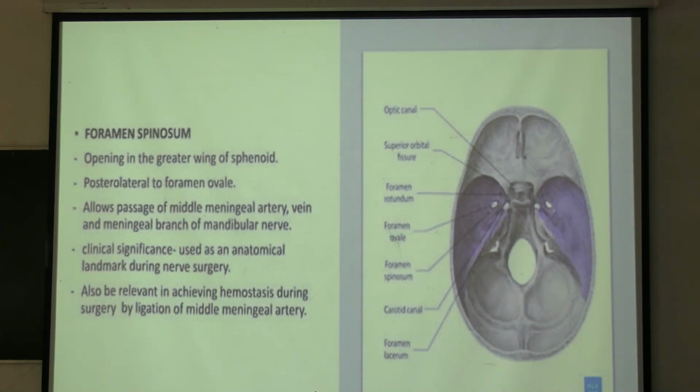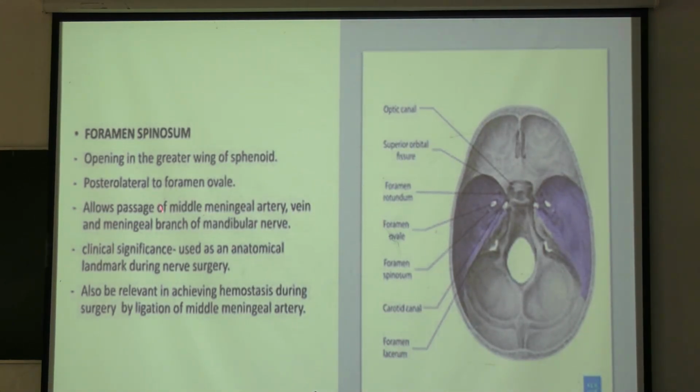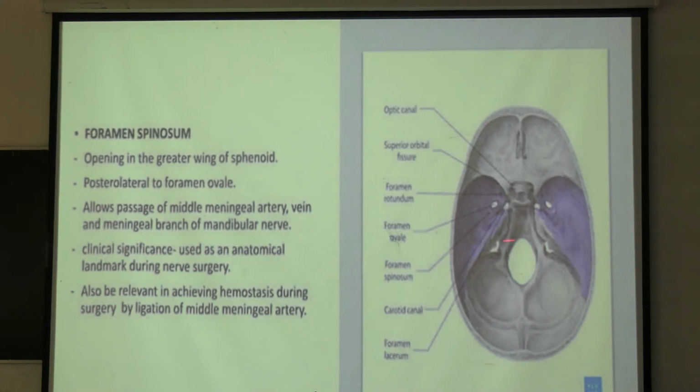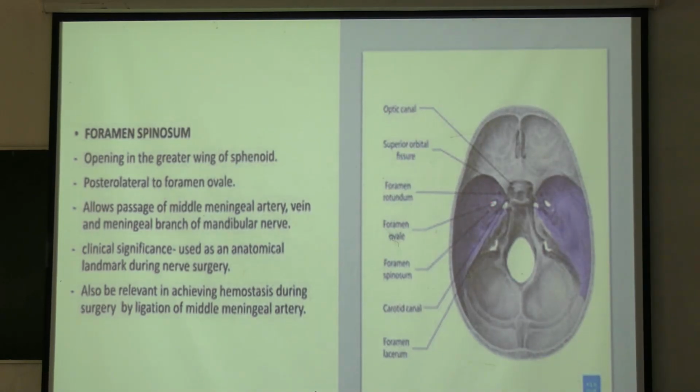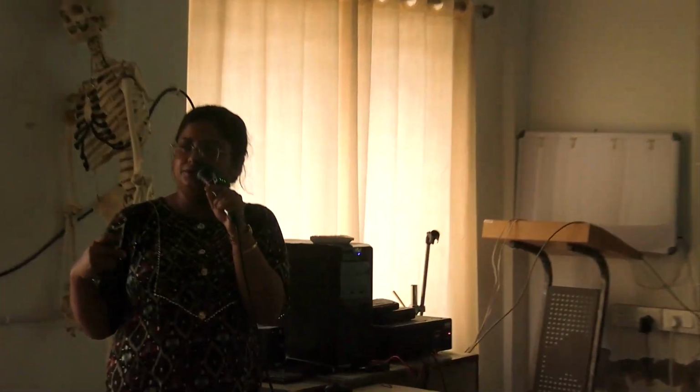Next is spinosum. Foramen spinosum is opening in the greater wing of the sphenoid, posterolateral to ovale. This is foramen spinosum, posterolateral to the foramen ovale, and allows passage of the middle meningeal artery and vein and meningeal branch of the mandibular nerve. Okay, so these are the structures. Middle meningeal vessels, artery and vein, and meningeal branch of the mandibular nerve. Okay. Mandibular nerve was coming out through foramen ovale and it is giving a recurrent branch to supply the dura mater which was entering through the spinosum.